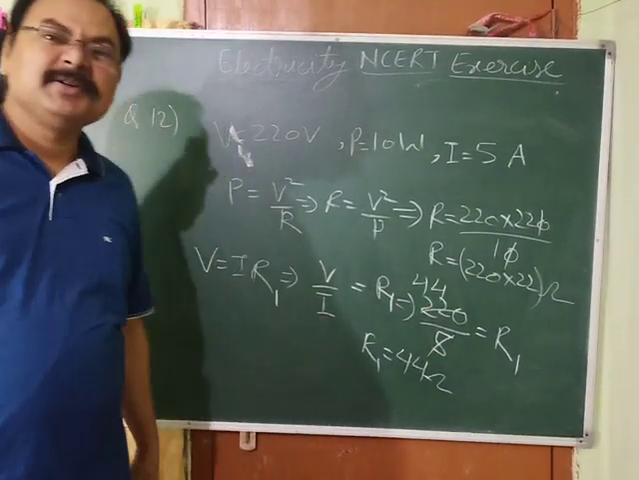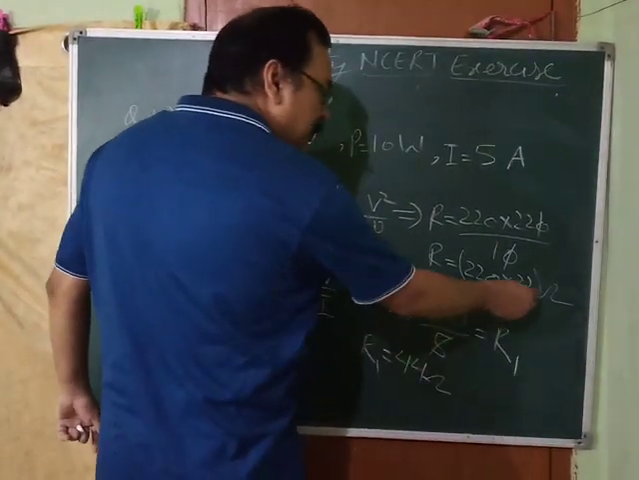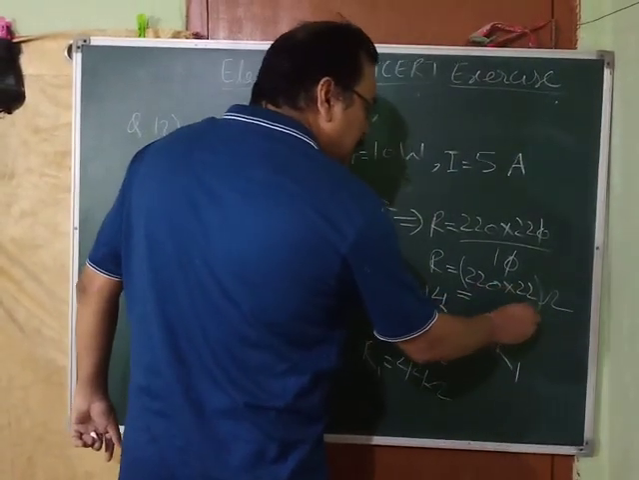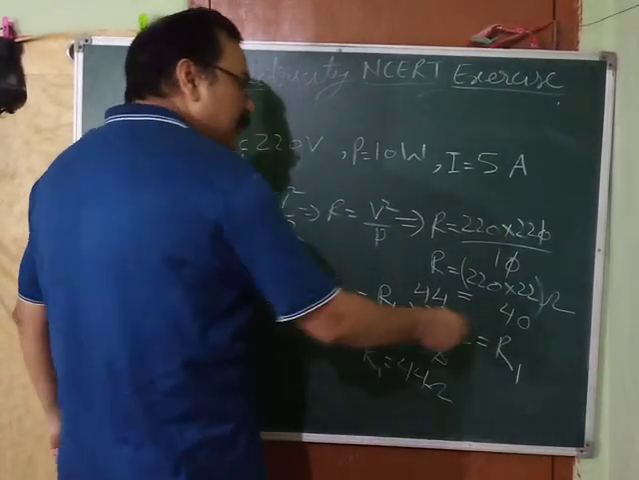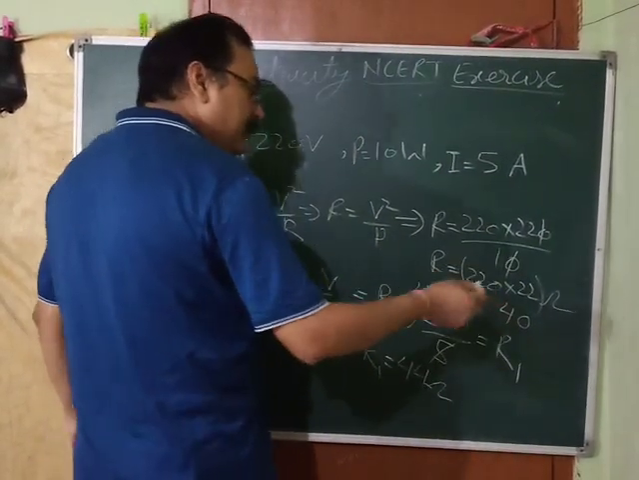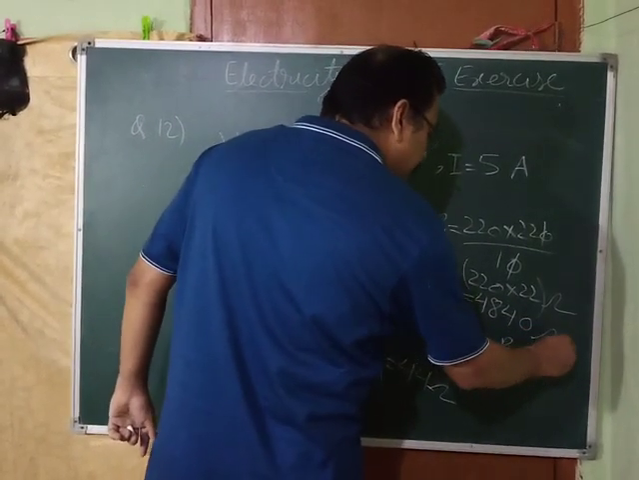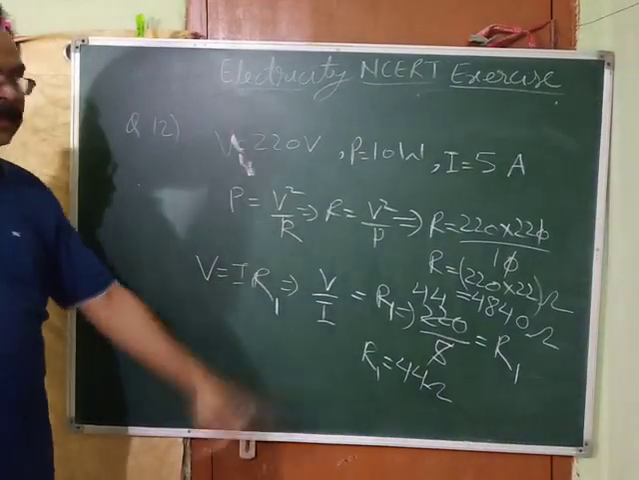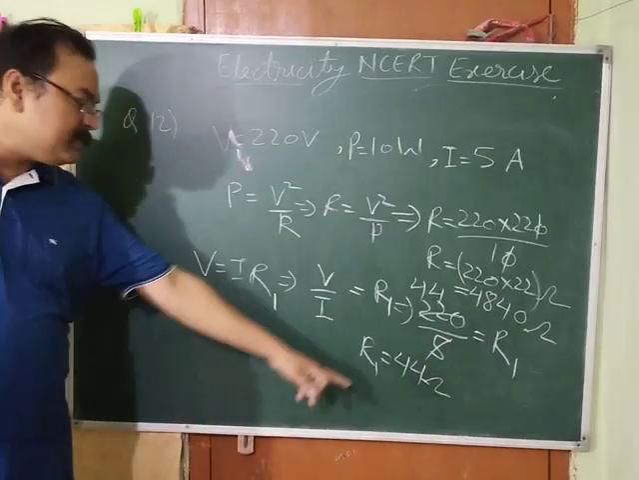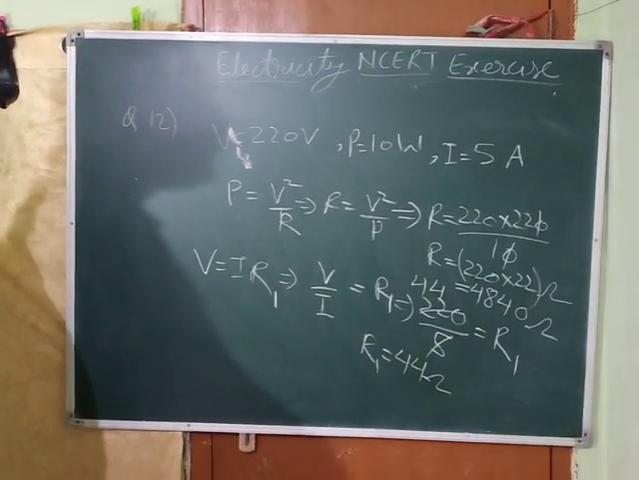This is this much. You can write it like this, multiply 220 by 22: 22 4s are 88, so 4840 ohm. This is the resistance of one bulb, and you have to connect these bulbs in parallel so that the total resistance is how much? 44 ohm.